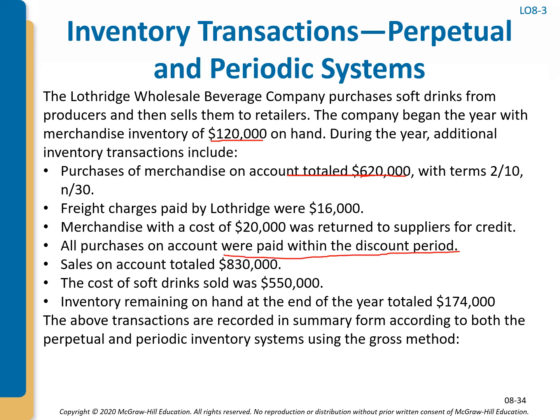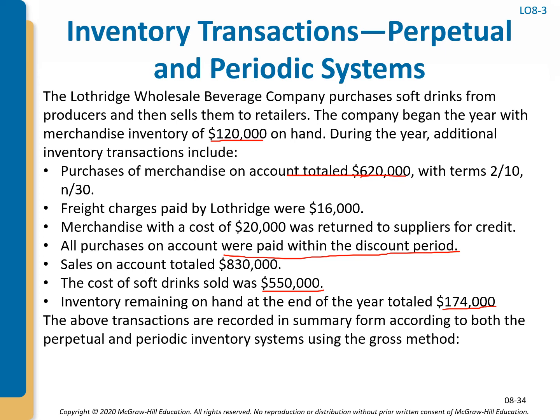Sales on account totaled $830,000. The cost of soft drinks was $50,000, so we have costs. The inventory remaining on hand at the end of the year totaled $174,000. The above transactions are recorded in summary form according to both the perpetual and periodic inventory systems using the gross method.